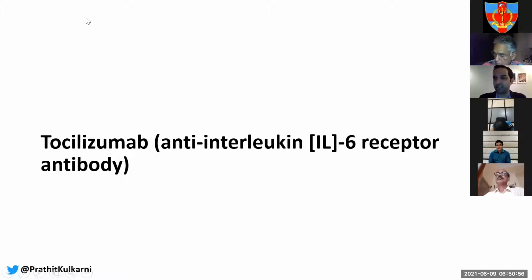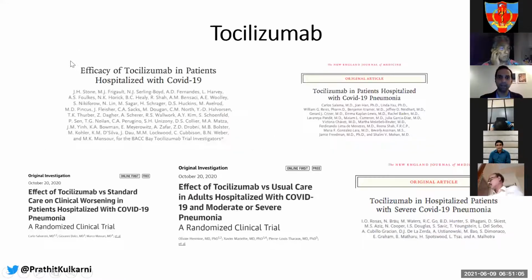Okay, I want to shift gears now to tocilizumab, which is an anti-interleukin 6 receptor monoclonal antibody. These are 5 studies which were published from September to December 2020. 5 studies on tocilizumab. And all 5 of these studies showed no benefit of tocilizumab.